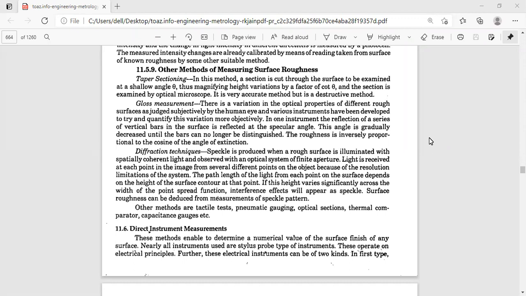That's also very important, because whenever you use an optical flat, it is placed on the surface to be inspected and illuminated by a monochromatic source of light. Interference bands are formed on the surface, and you observe the interference bands through the microscope. Okay, so that is the thing.